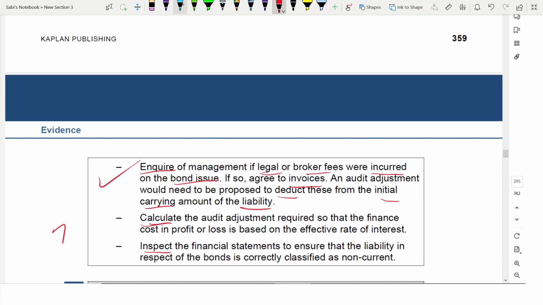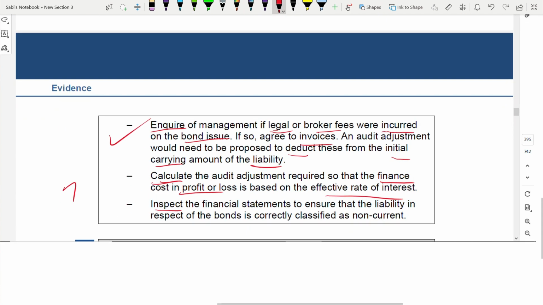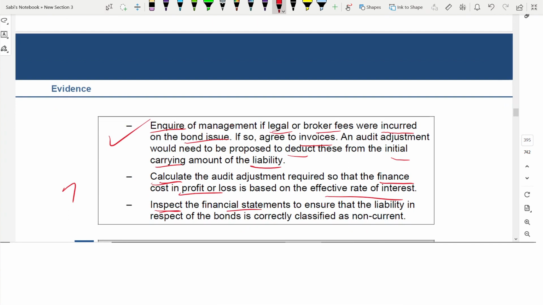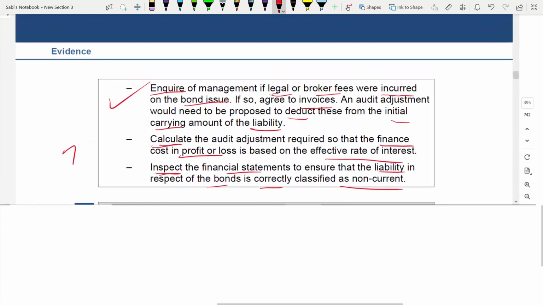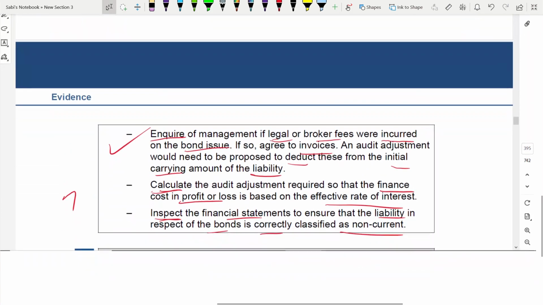Next, calculate the audit adjustment required so that the finance cost in profit and loss is based on an effective rate of interest. And finally, the last one is inspect the financial statement. Why? To ensure that the liability in respect of the bond is correctly classified as non-current. Why? Because it's for 3 years. If you see, the bond is for 3 years, so the liability will be non-current, not current. Okay. Currently, it is correctly classified as non-current, the liability for the bond.